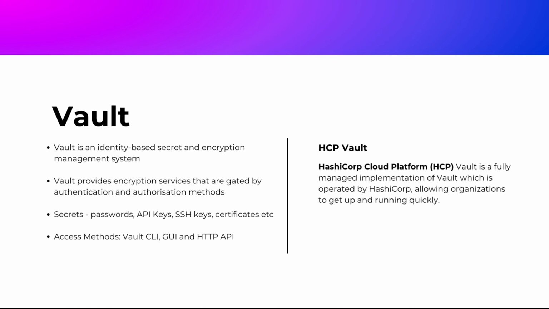Now we can use Vault either via CLI mode, HTTP API, or with the help of the UI to access the secrets and the sensitive data that can be stored in the Vault. HashiCorp Vault has an offering called HCP Vault, which is a hosted version of Vault operated and managed by HashiCorp, and that allows organizations to set up and run HashiCorp Vault quickly. And you can create an account from the given link to use HashiCorp Vault.